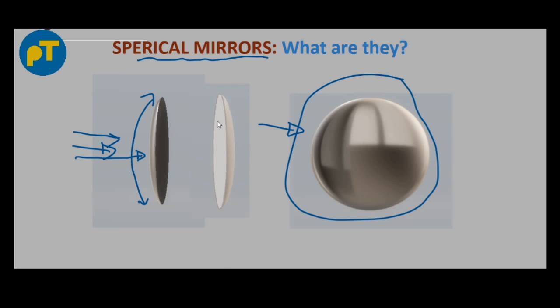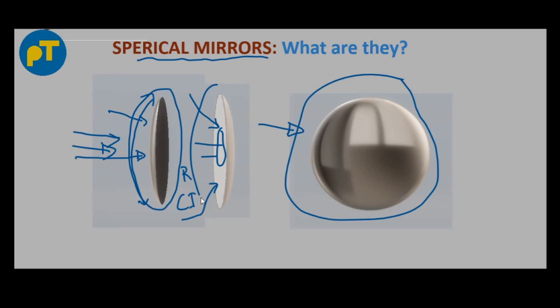something like this. It is not very shiny inside, but this area is the reflecting surface. Now it is curved inwards in this case. So we say that these two mirrors, either having the reflecting surface curved outwards, or this one, the reflecting surface having curved inwards, these two mirrors are known as spherical mirrors.